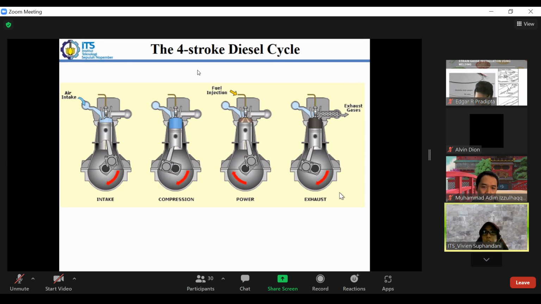To make sure that this fuel will be burned when it's injected into the cylinder, we have to make sure that the pressure inside the cylinder is very high. If the pressure is not high enough, the fuel will not be burned when it's injected. That's why the diesel cycle here requires a higher compression ratio.